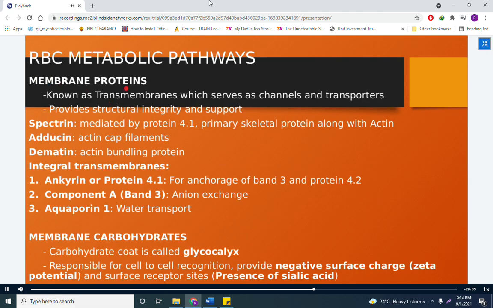Now, we have your membrane proteins. These membrane proteins class are known as your transmembrane proteins, which serve as channels and transporters. They provide structural integrity and support to the RBC. So these are your membrane proteins, class. Spectrin, adducin, dematin. Now, your spectrin class is mediated by protein 4.1. Class, for this protein 4.1, we have what you call electrophoresis. So in electrophoresis class, this is a type of test, if you've heard of this.